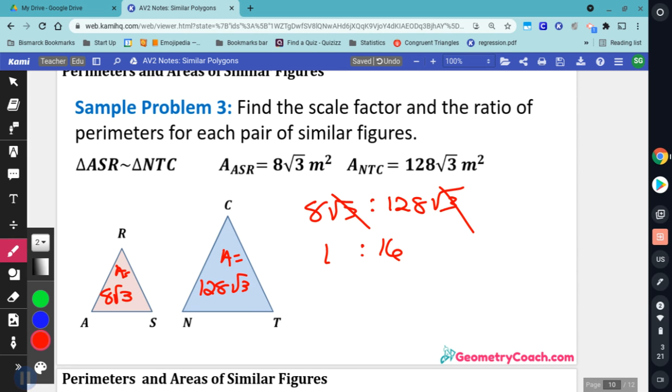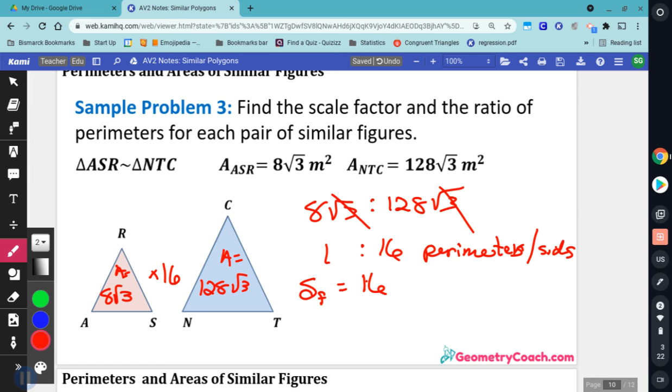So this has a ratio of 1 to 16 for the perimeter and the sides. Perimeter slash sides has the same ratio. Which means our scale factor is 16. First shape times 16 equals second shape. Find scale factor and the ratio of the perimeters.